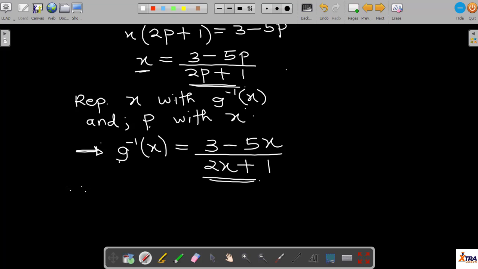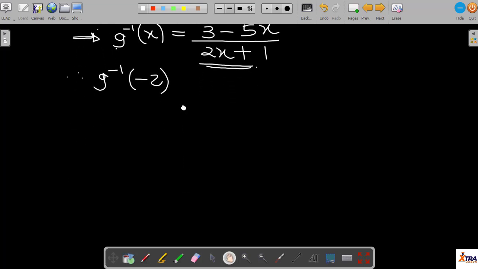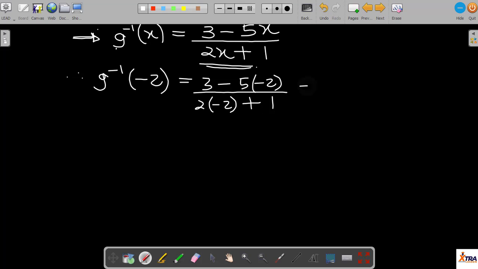So therefore, my g inverse of minus 2 will simply be substituting my x for minus 2 in this equation. I'll have 3 minus 5 times minus 2, over 2 times minus 2 plus 1. This will give me 3 plus 10 over minus 4 plus 1.